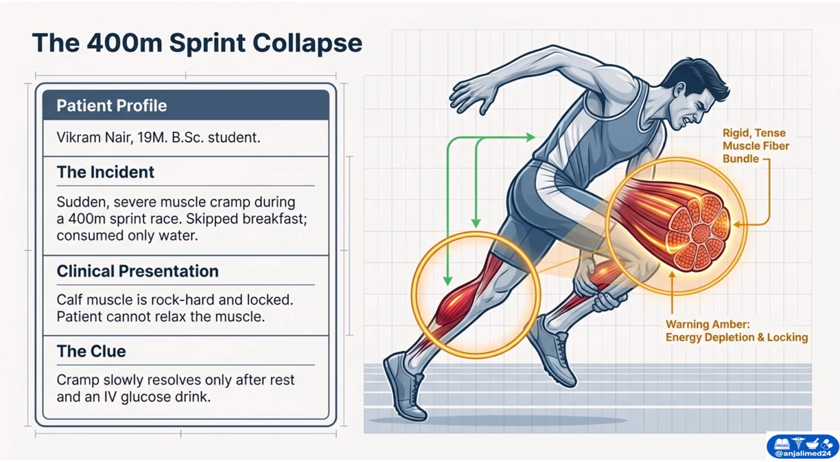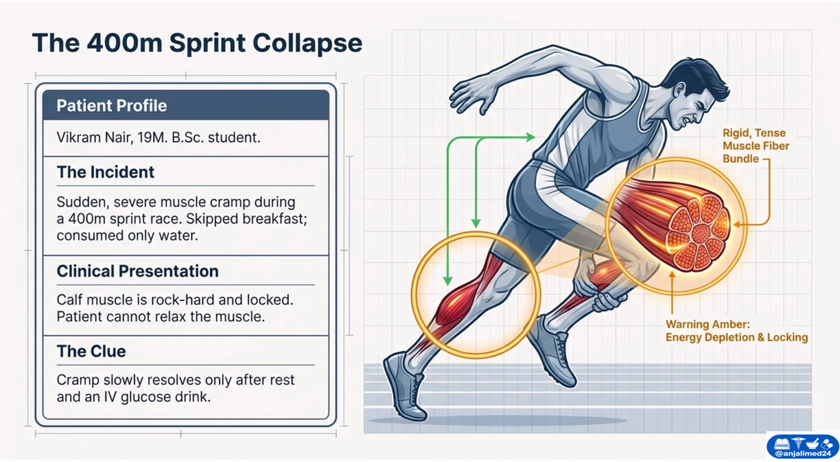Second, he skipped breakfast, meaning the muscle glycogen reserves were already reduced. Third, he consumed only water without glucose or electrolyte replenishment. As energy demand exceeded ATP production, cross-bridge cycling became impaired. The muscle fibers entered a locked, tense state, producing the painful cramp illustrated on the right side of the slide. The highlighted muscle bundle demonstrates rigid, sustained contraction caused by the energy depletion.